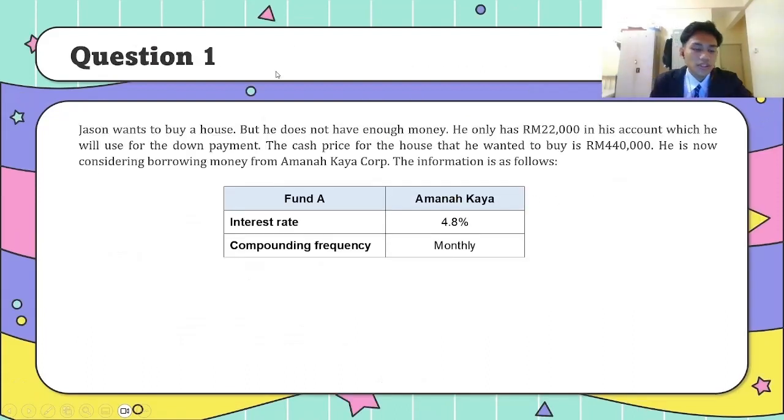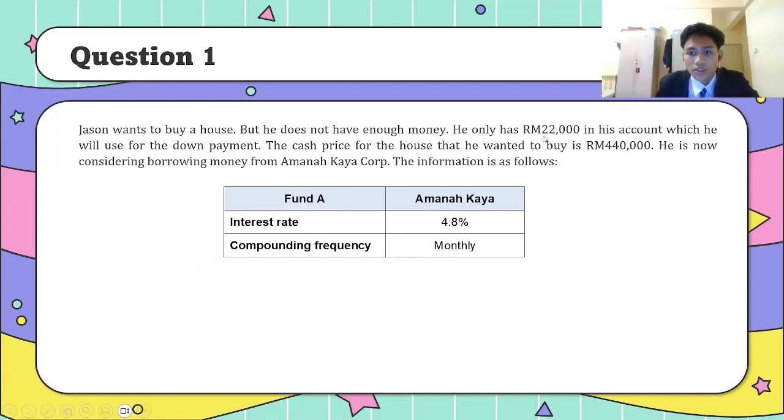First of all, I'm going to teach you how to solve question 1. This is a chapter 6 annuity question. Jason wants to buy a house, but he does not have enough money. He only has 22,000 ringgit in his account, which he will use for the down payment. The cash price for the house is 440,000 ringgit, and he is now considering borrowing money from Amanah Kaya Corp.